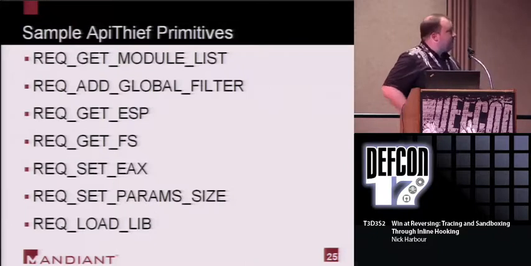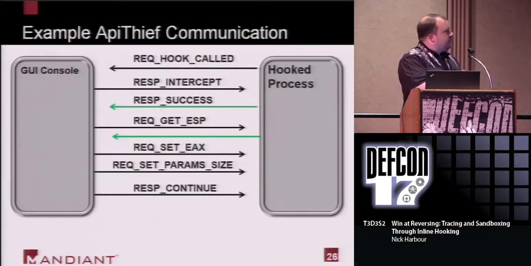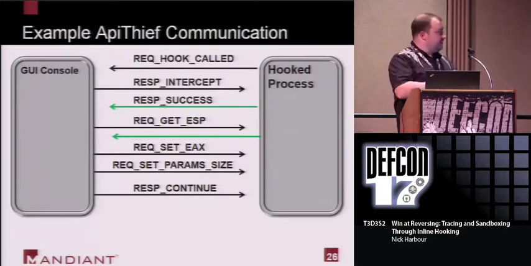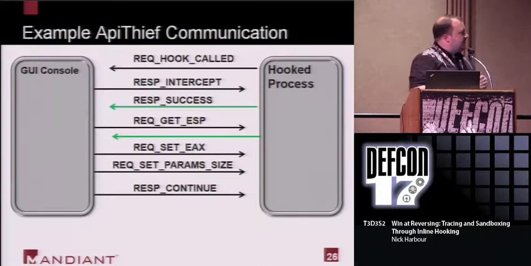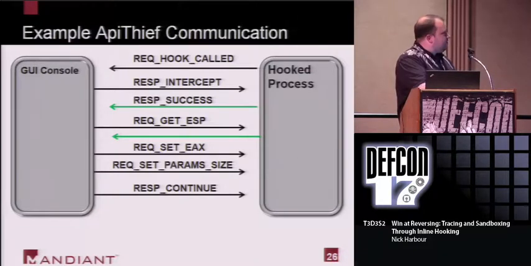Here's an example of the protocol being called. Here's a hooked function gets called. It sends a request to say, hey, a hook was called. The GUI tells it whether or not to do an intercept or to do an inspect with another packet that comes back, message technically. And we have a type message called response success. This is actually going to contain the data. So when he says, for example, get ESP value, the response success message is actually going to contain the 4-byte value of the ESP register. So this is just a little example of doing an intercept.